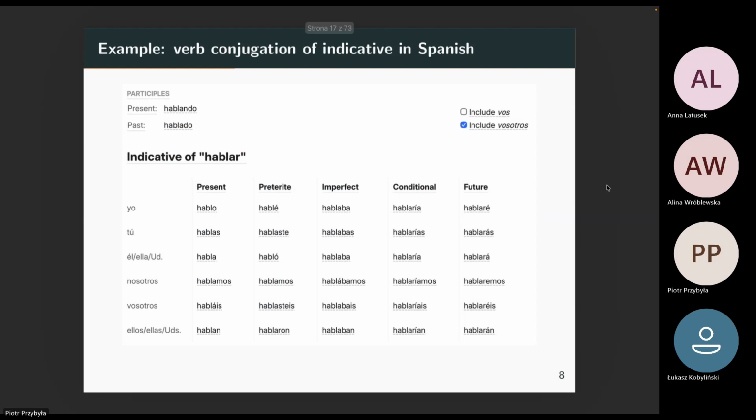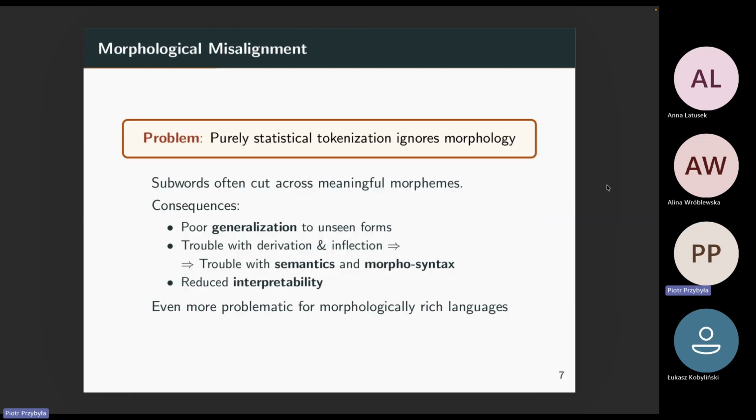Okay. So why are we dealing with Spanish? Well, I would wish this project to happen in Polish, but unfortunately the student is Spanish. However, in defense of Spanish, it does have some morphological richness, right?